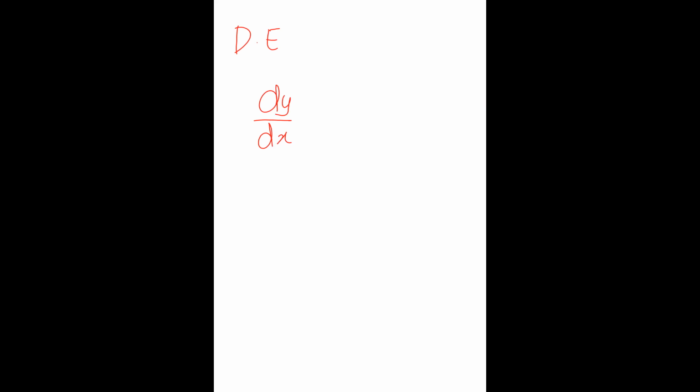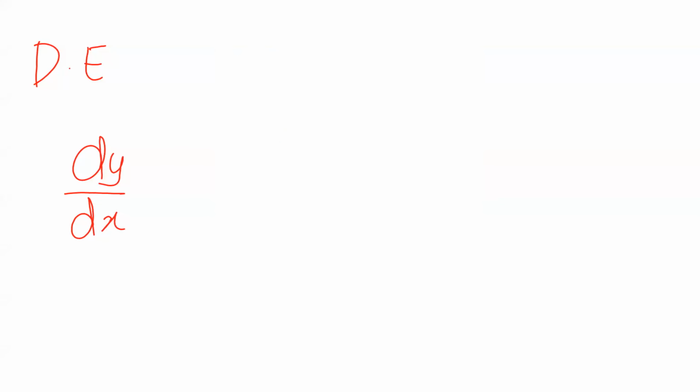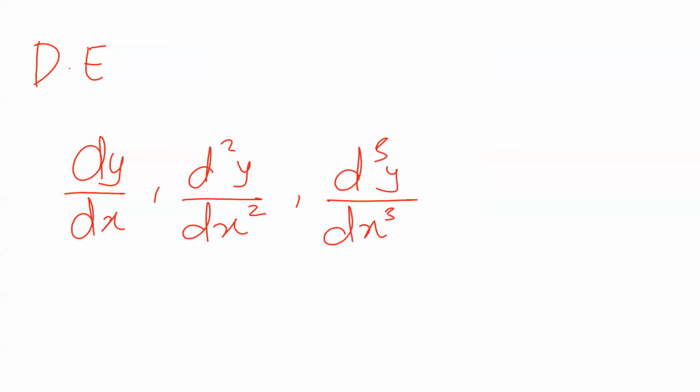It can also be d square y by dx square. It can also be d cube y by dx cube. It can also be the fourth order derivative of y. So these are differentials. An equation which has all these differentials is called a differential equation.